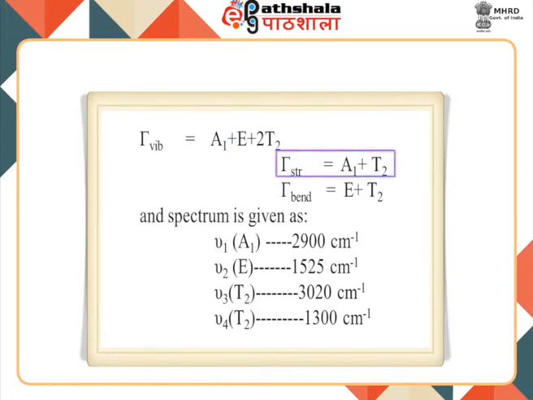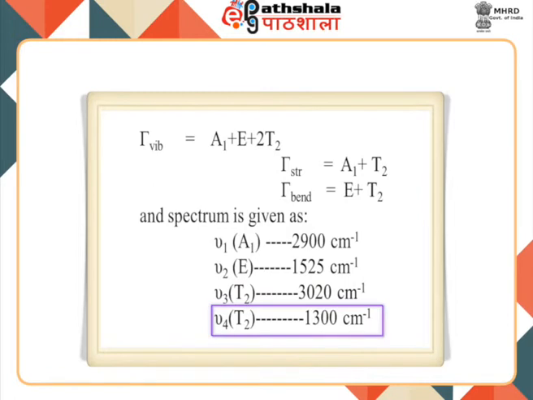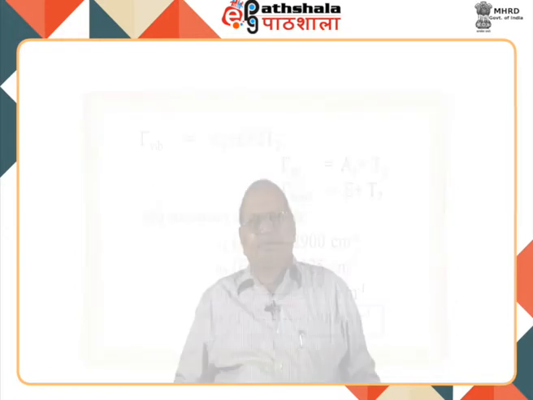The stretch is A1 plus T2. The bending is E plus T2. And the spectrum is given as nu1 of A1 symmetry 2900, nu2 of E symmetry 1525 centimeter inverse, nu3 of T2 symmetry 3020 centimeter inverse, nu4 of T2 symmetry 1300 centimeter inverse.